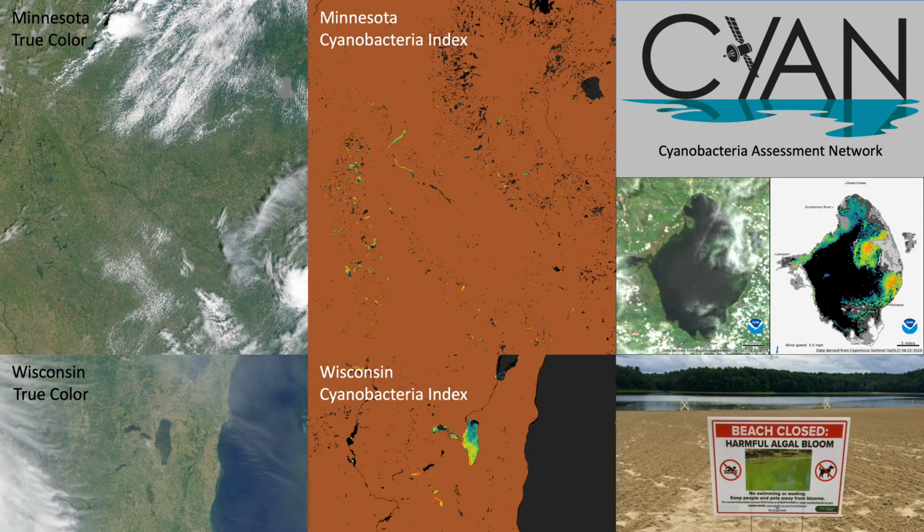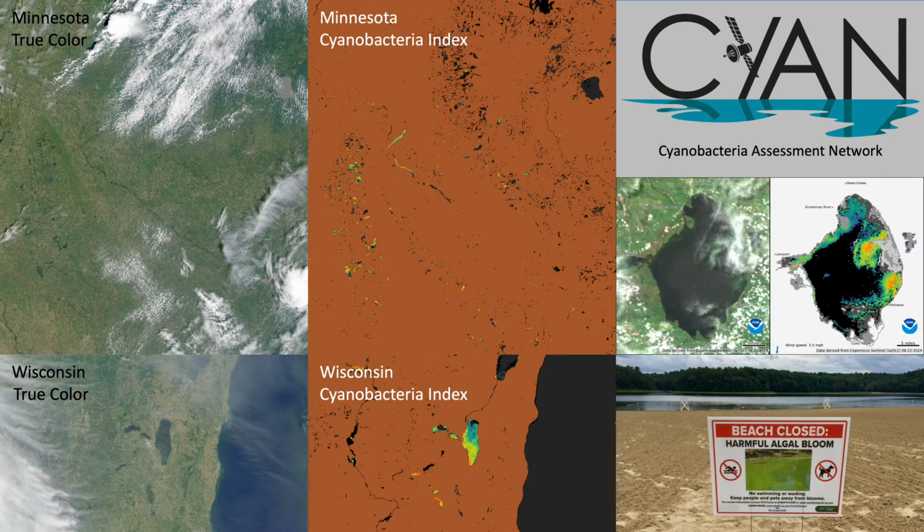Here are some actual examples of the satellite products that the CyAN project provides for people. On the far left, you can see there are true color images. On the top is an image from Minnesota, and the lower image is from Wisconsin. In the middle, you can see our satellite products that we produce that show estimates of cyanobacteria using the Cyanobacteria Index. And it's actually the same image that we are also seeing in the true color. So those side-by-side images are from the same day and from the same data.